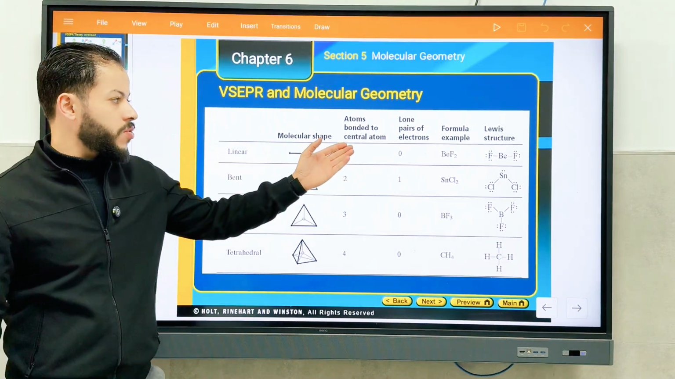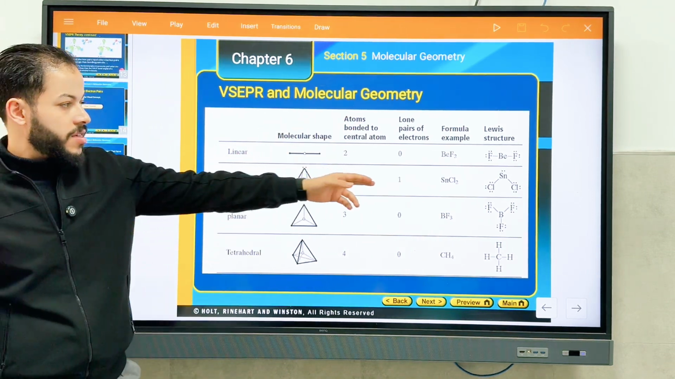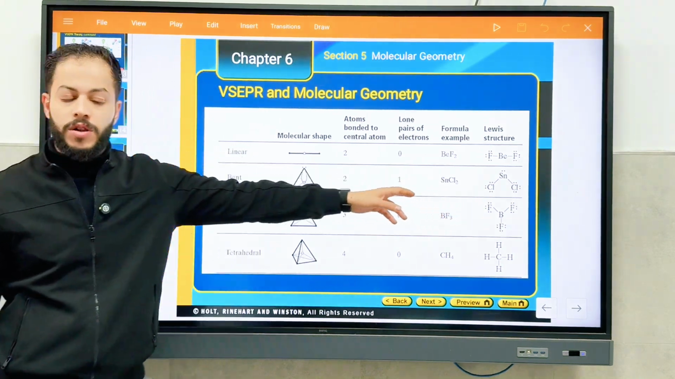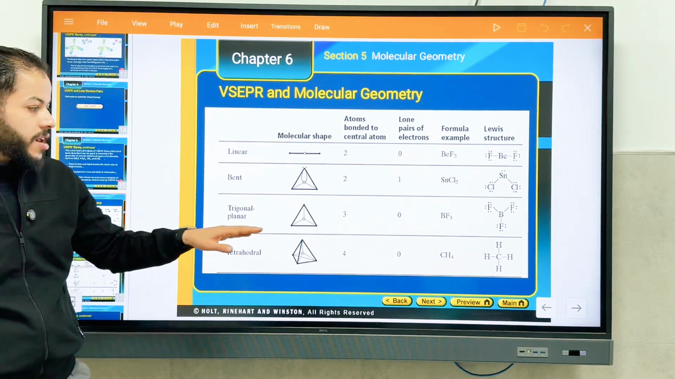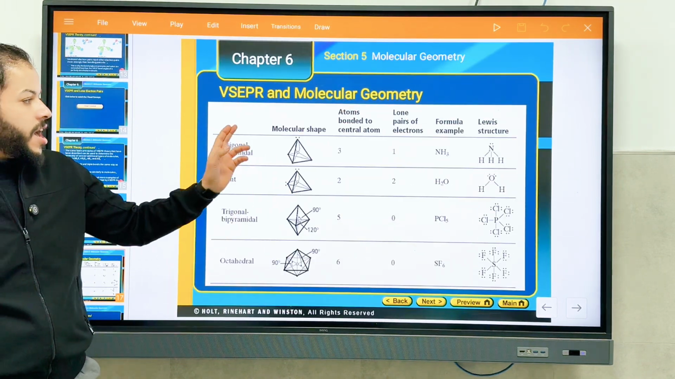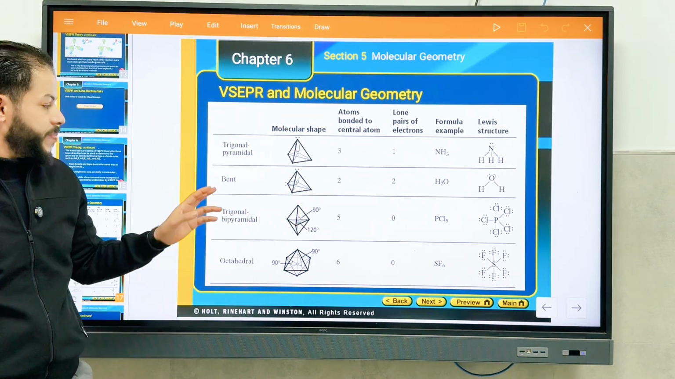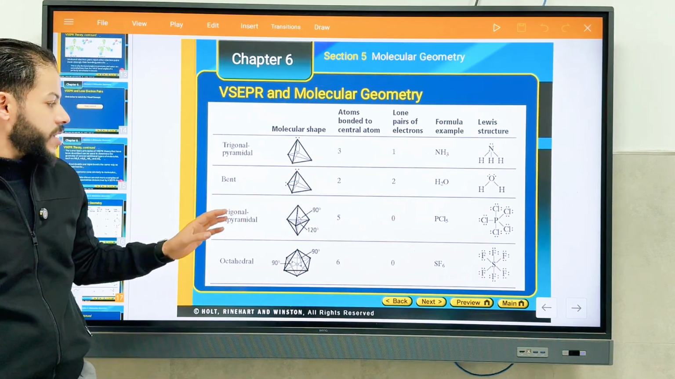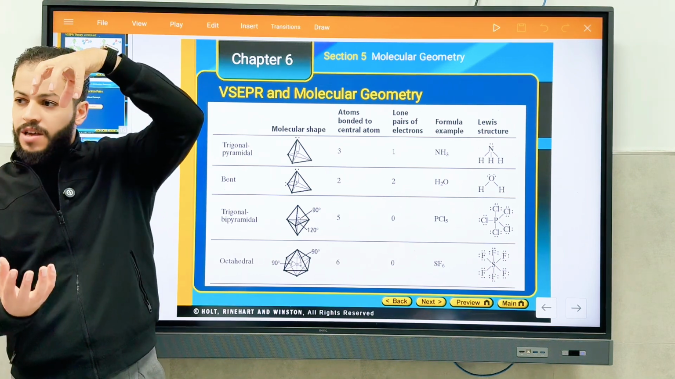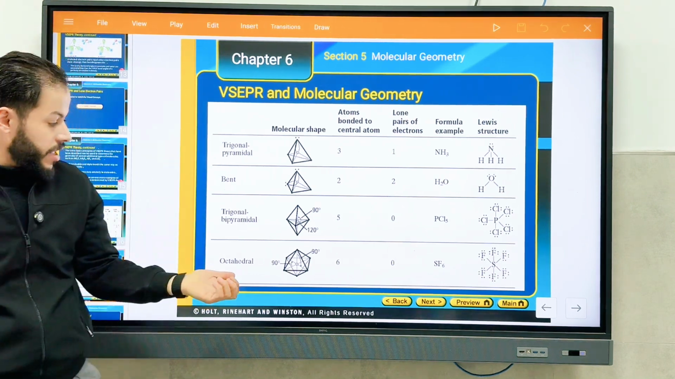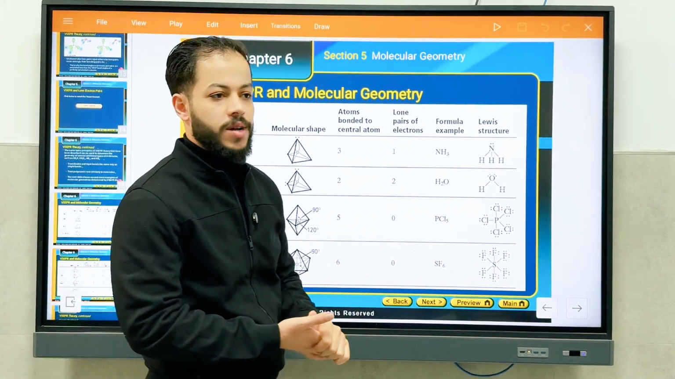If it's two atoms with no lone pair, it's linear. If it's two atoms with one lone pair, like sulfur dioxide, it's bent. If it's four atoms with no lone pair, it's tetrahedral. If it's three atoms with one lone pair, it's trigonal pyramidal. If it's two atoms with two lone pairs, it's bent like the water molecule, and we will explain it again. If it's five atoms, we name this trigonal bipyramidal, two pyramids in reverse, one up, one down. Do you see that? And the last thing, if it's a six-atom molecule, it's what? Octahedral structures.